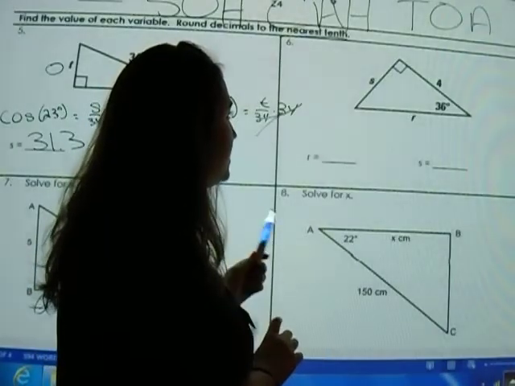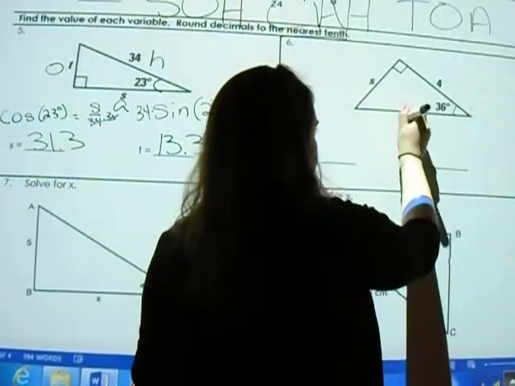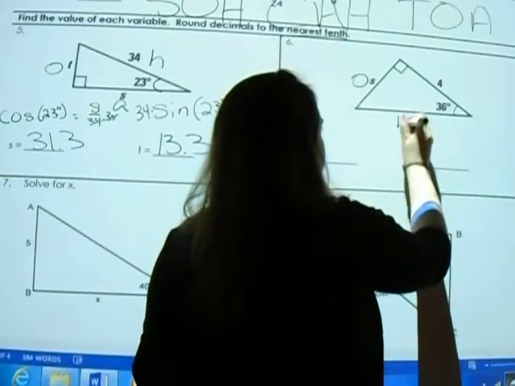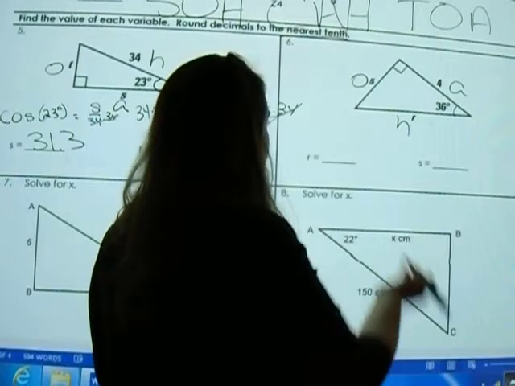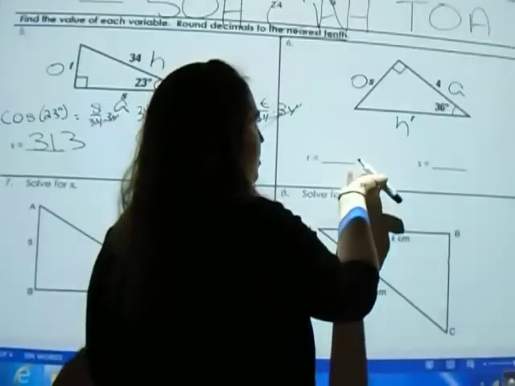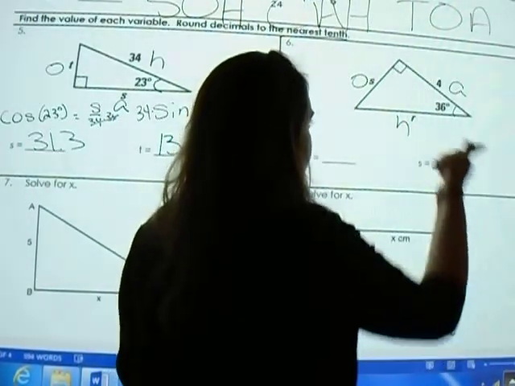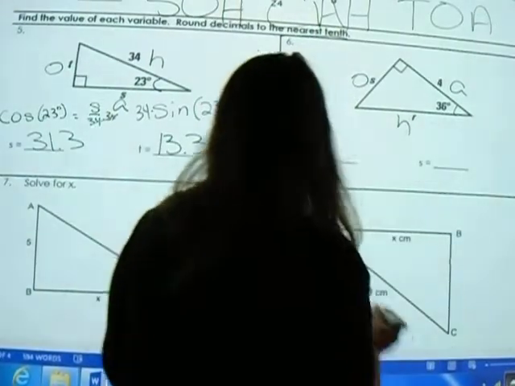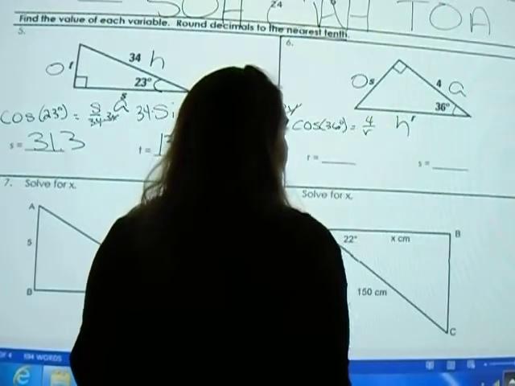Now let's look at number 6. This is the angle that we're given. So this is the hypotenuse, sorry, the opposite leg, and this is the adjacent leg. So in order to find R, which comes first, we're given the adjacent leg. So let's first find the hypotenuse, right? So adjacent and hypotenuse, that's cosine. So cosine of 36 degrees equals 4 over R.